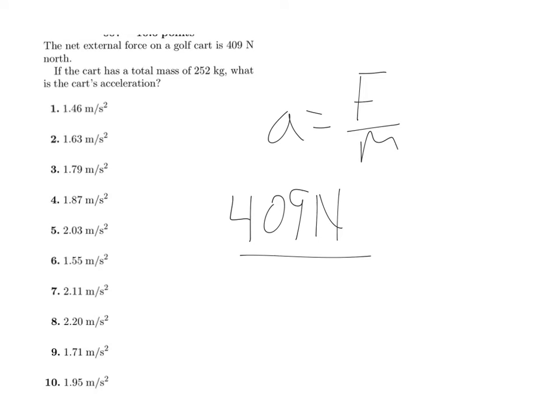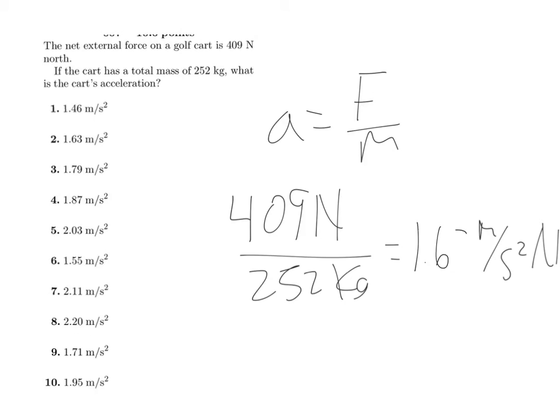Alright, this problem we're solving for the acceleration again. So we have acceleration is equal to your force divided by your mass. The golf cart has an external force of 409 newtons to the north, and we're going to divide by its mass of 252 kilograms. You'll get meters per second squared to the north, and just a moment. You get 1.62 meters per second squared to the north. So if you come over here and find your answer, 1.63 would work. That's our best answer choice over there, and go from there.